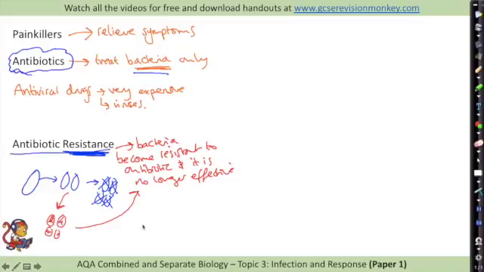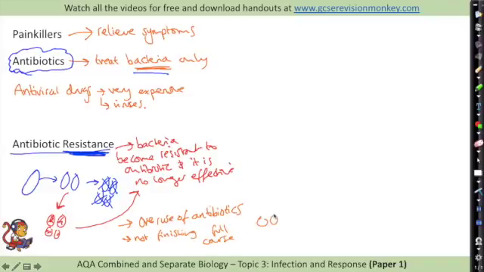And the main problems with this are caused by the overuse of antibiotics. We're just using too many when we need to let our own body's defences try and fight the problem first of all. And secondly, we're not finishing the full course of antibiotics.